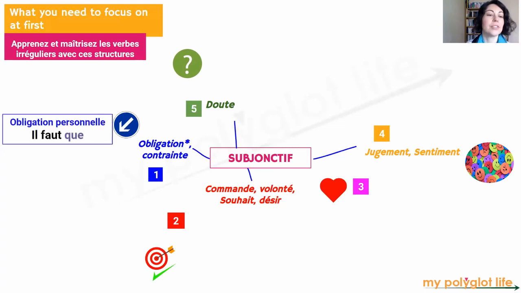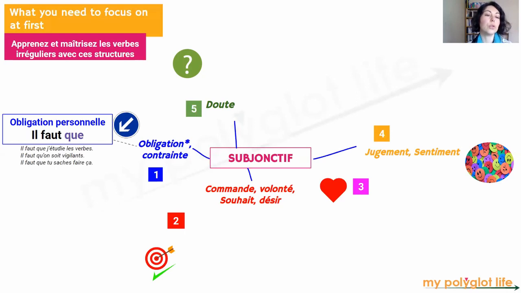Okay, let's dive into the details. Situation number 1, obligation, having to do something, with il faut que. And that's personal obligation, like in English, I have to do something. It could be a general rule, like I must do something or I have to do something, il faut que. And this one is always followed by the subjunctif.